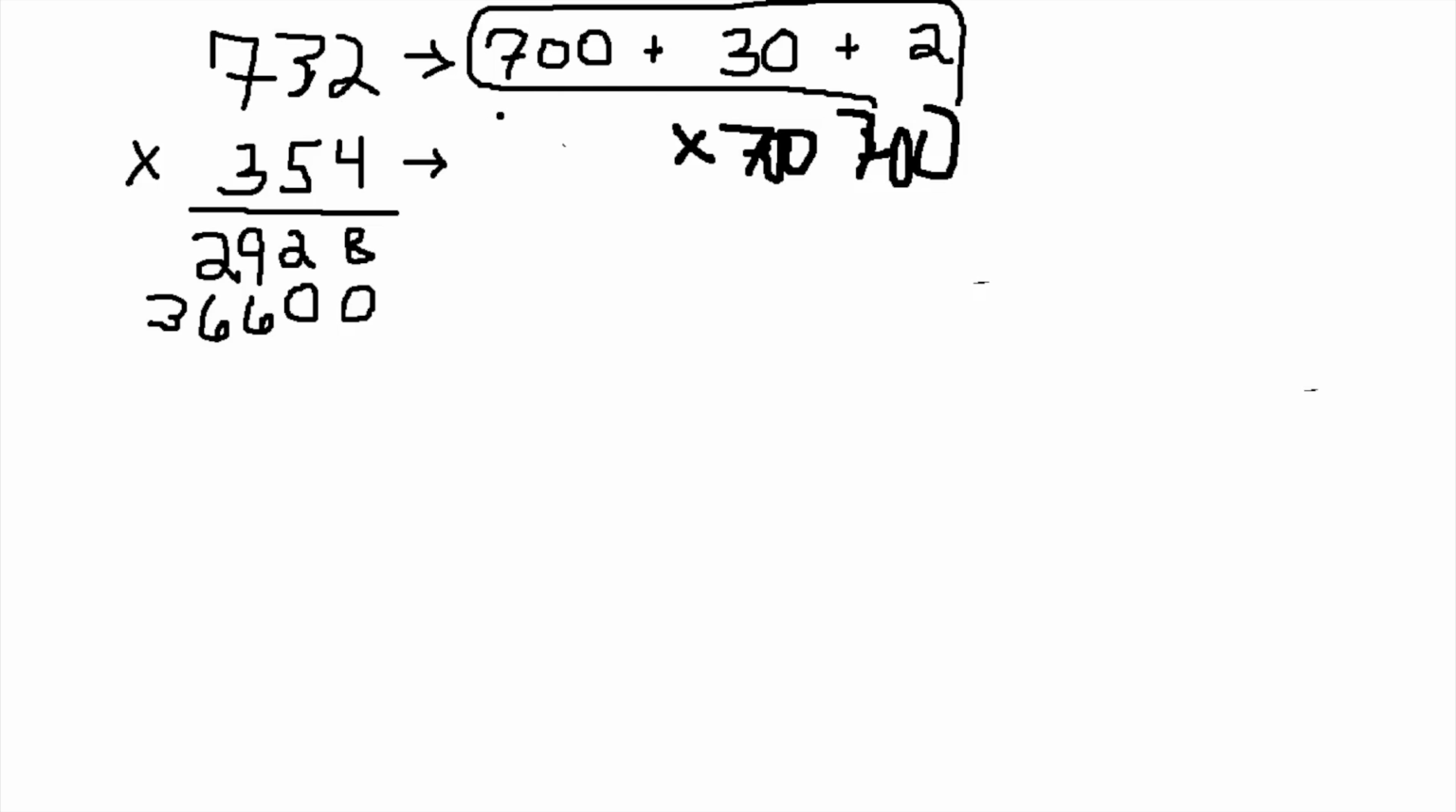Oh, sorry. It's not a 7, is it? It is a 3. So that would make it 300. I apologize. So let's erase that. Good thing I looked. All right, so we're going to multiply the 2 times 300. We're going to multiply 30 by 300. And we're going to multiply 700 by 300.